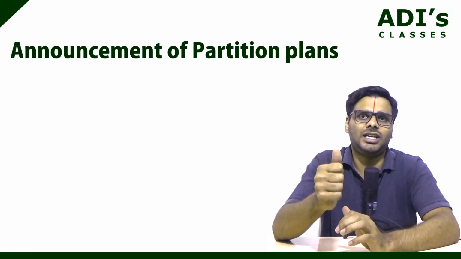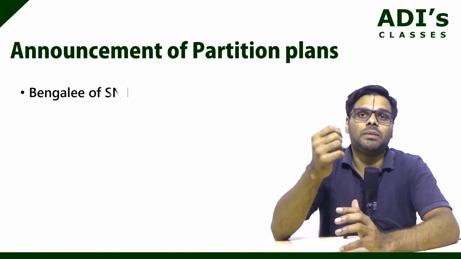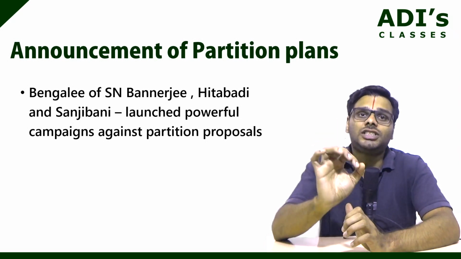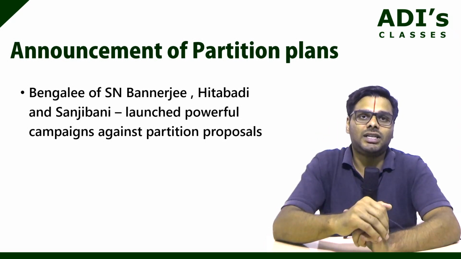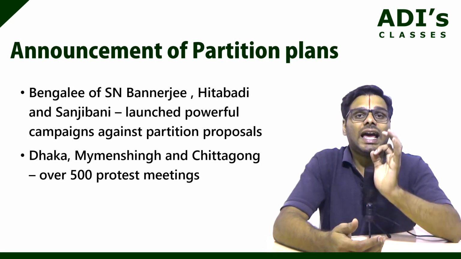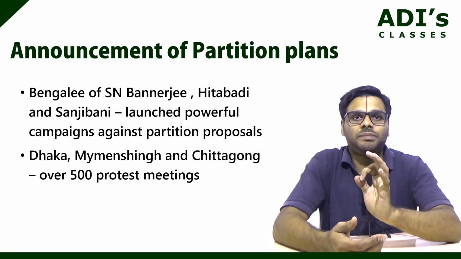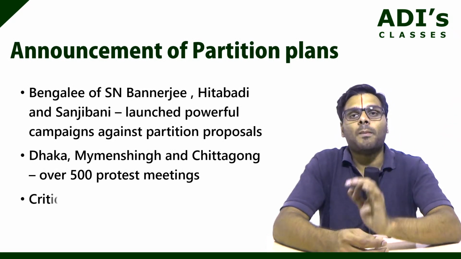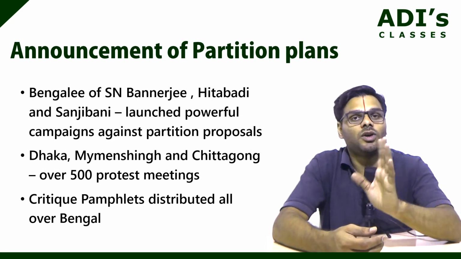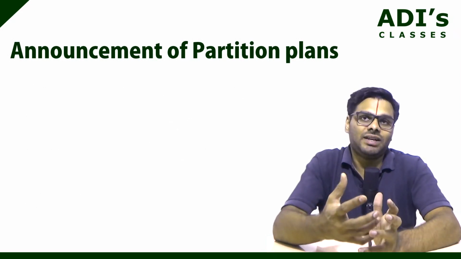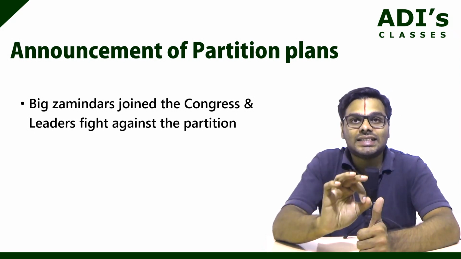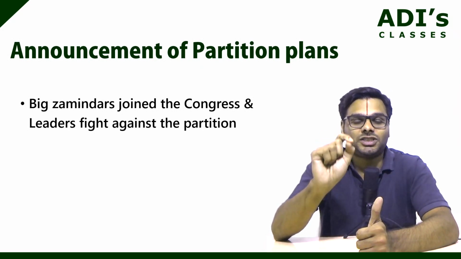As soon as the news of partition became known, newspapers like the Bengali of Surendranath Banerjee, Hitabadi and Sanjeevani launched a powerful campaign against the partition proposals. Dhaka, Mymensingh, and Chittagong erupted, and over 500 protest meetings were organized within 2 months. Pamphlets containing a detailed critique of the partition proposals were distributed all over Bengal. An interesting development was that even some of the big zamindars joined the Congress and other leaders in the fight against the partition, against the British rule in general.